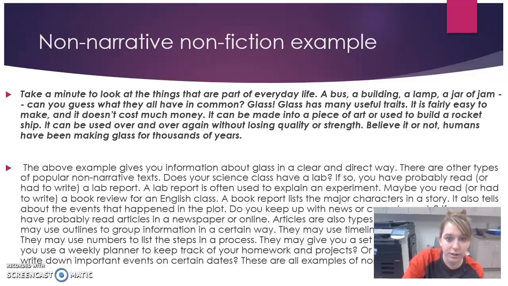So here's an example. I don't really want to read this whole thing to you because I know you guys can read. So if you want to read it word for word, just pause it and read it. It's a little short article about glass. So that bold up at the top is talking about glass. It says glass has many useful traits. It's fairly easy to make and doesn't cost much money. It could be made for these reasons.